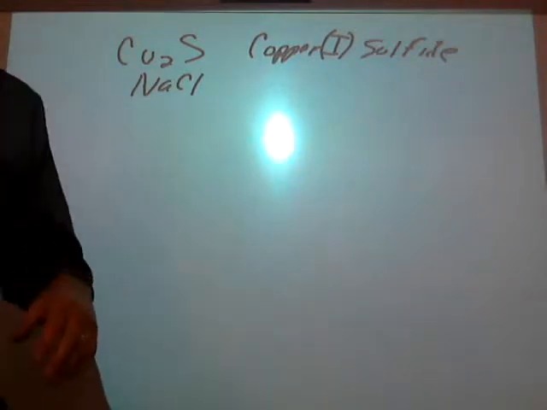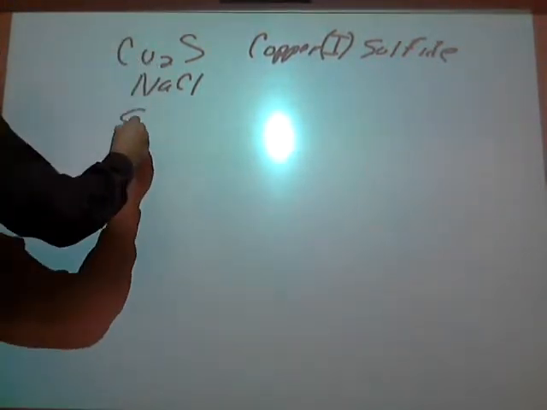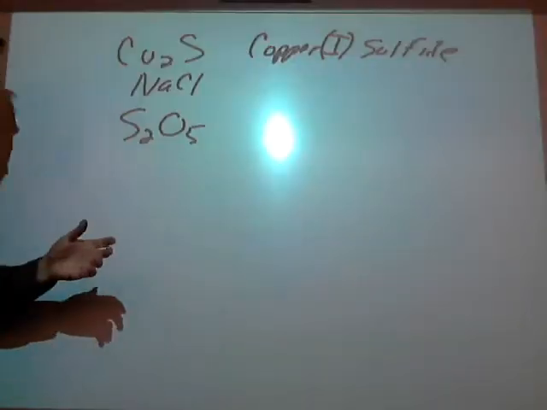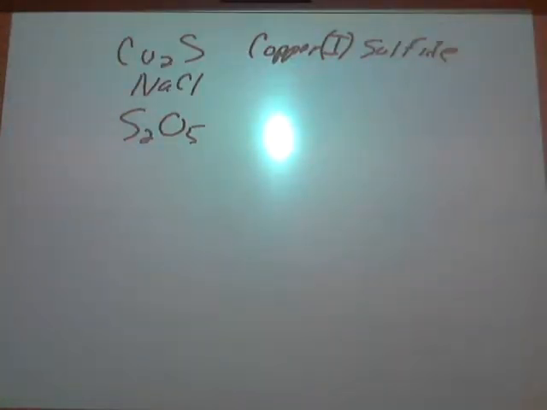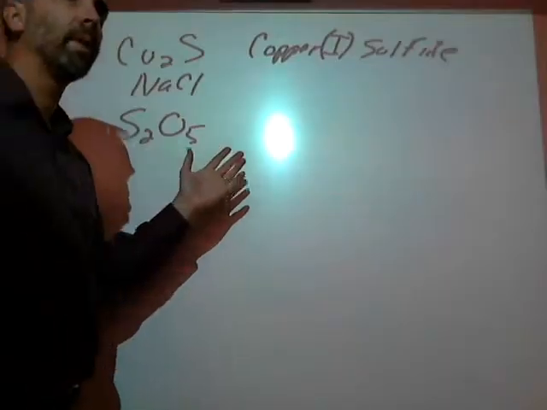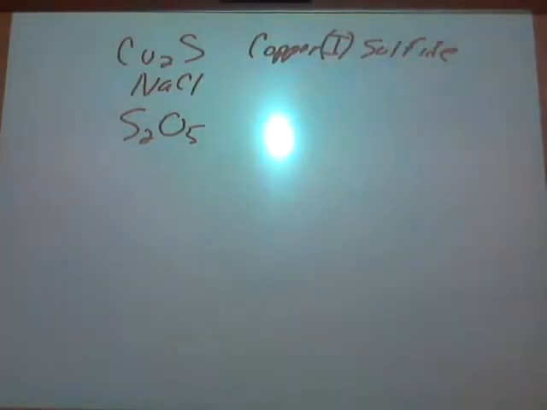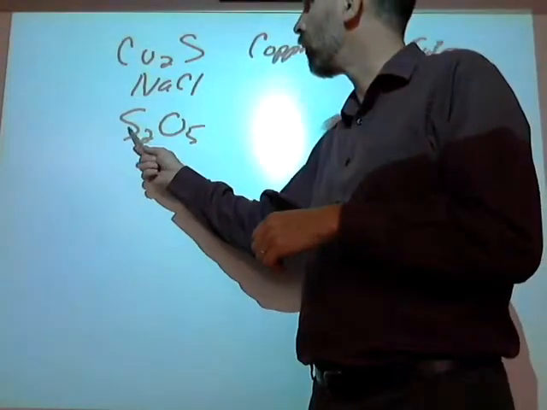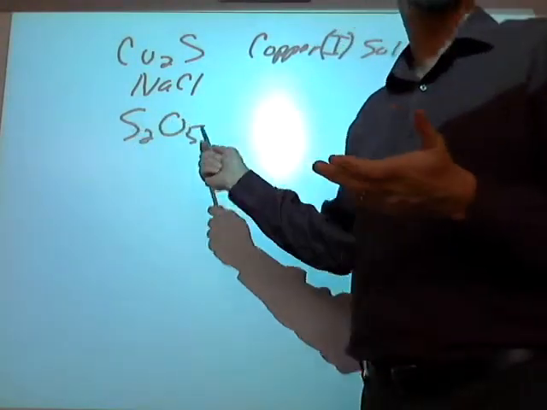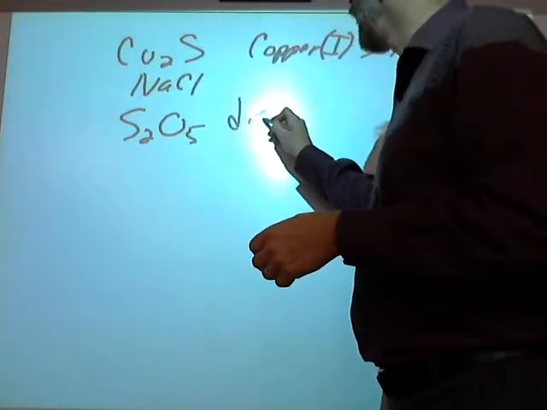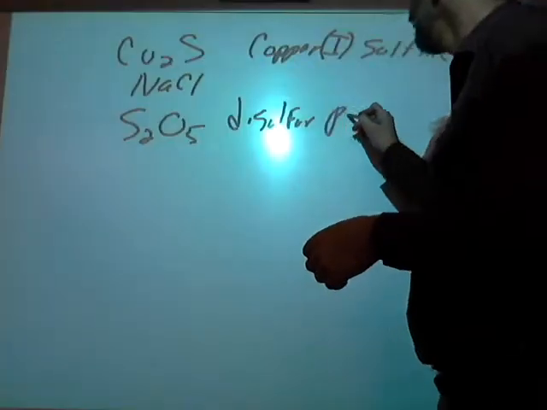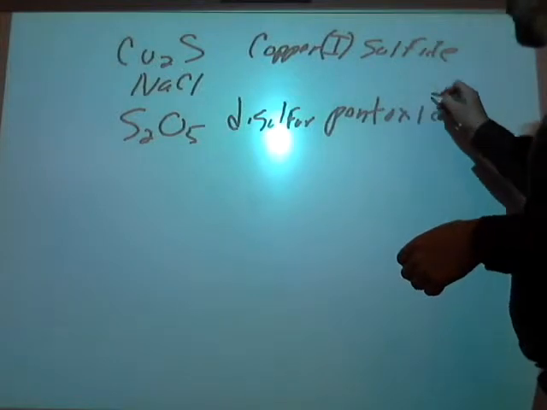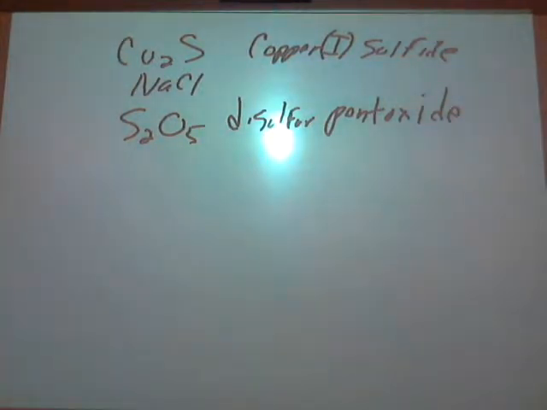Now, another one. Try this one. Notice the difference here when you go to name it. It's still a binary compound, just like sodium chloride, just like copper 1 sulfide. But I have to do something different here, Becca. What do I have to do? You have to add prefixes. I have to add prefixes in front of these. So I'm not going to call it sulfur oxide. I'm going to call it what? Disulfur pentoxide.